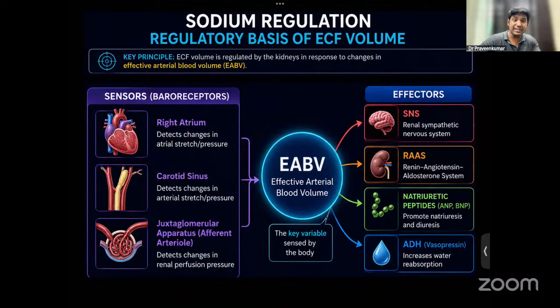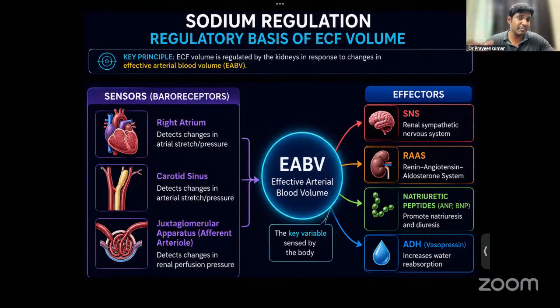So all these will sense the effective arterial blood volume, which is the circulating volume of blood present in the arterial tree. And it again sends signals to your sympathetic nervous system and your renin-angiotensin-aldosterone system, and they produce some brain natriuretic peptides or atrial natriuretic peptides. They also increase or decrease vasopressin levels based on the effective arterial blood volume. So the left side are the sensors and the right side are the effectors.